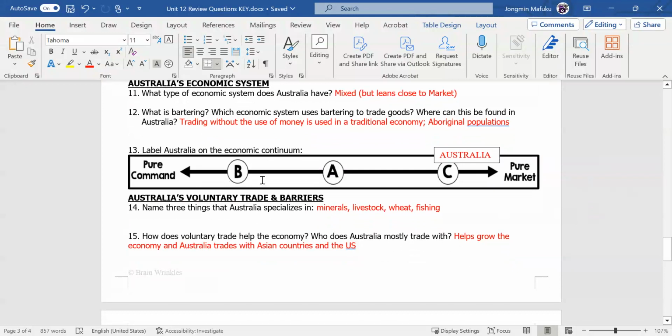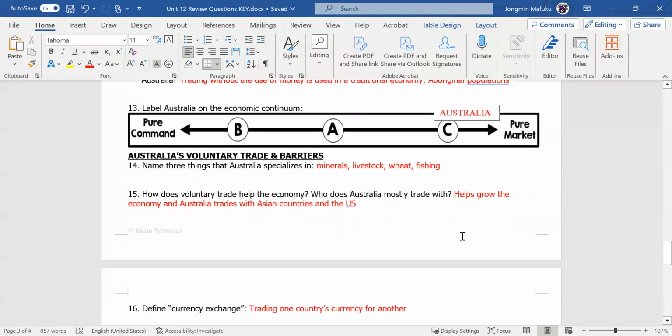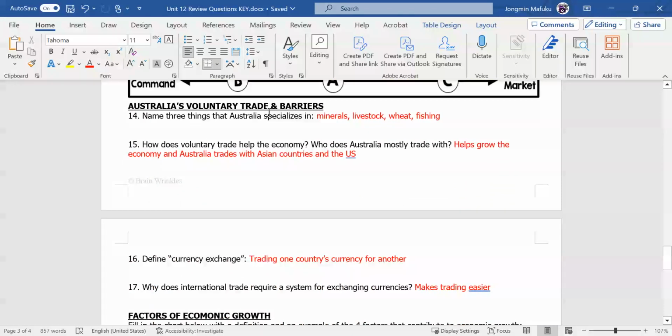Of course, make sure you label Australia on the continuum that they're very close to pure market. And when it comes to voluntary trade, the three things Australia specializes in are minerals, fishing, and, of course, livestock. How does voluntary trade help the economy? Who does Australia trade with?